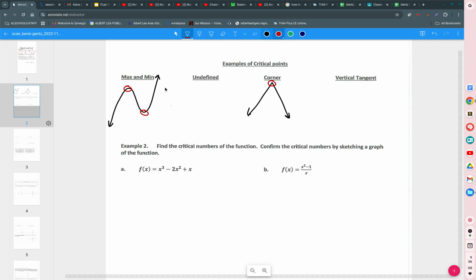Suppose that we have a graph that looks like this. It says vertical tangent. What do you think of when you hear that phrase, vertical tangent? Good, up. What about up? Undefined slope. So because the slope is undefined, that is a critical point as well.